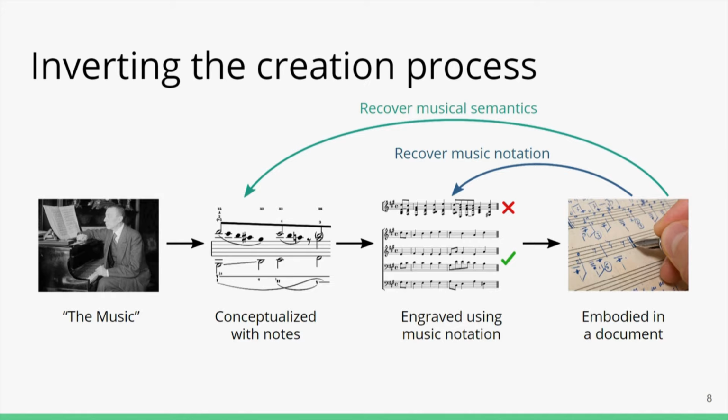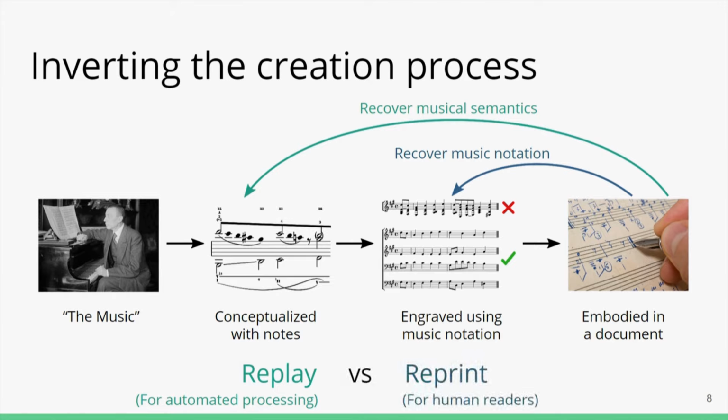If you just want to recover the music semantics, you're usually interested in replayability. For example, you want to listen to a piece of music. If you also want to play it or read it as a human, you usually refer to this as reprintability, because then you also want to know how the music was written down and how it was laid out, because that is what makes it understandable to humans.